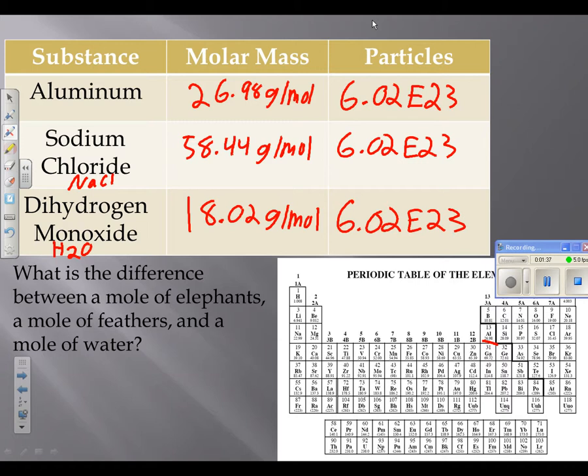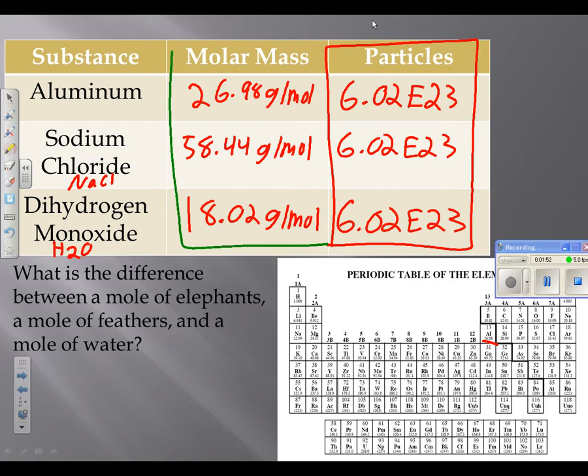So now we get to the actual definition of the relationship between these. What is the difference between a mole of elephants, a mole of feathers, and a mole of water? Well, if we take a look at these, particles always stays the same. The only thing that changes is going to be the mass. So if I have a mole of elephants, I've got 6.02 times 10 to the 23rd elephants. If I have a mole of feathers, I have 6.02 times 10 to the 23rd feathers. But what changes is the mass. Or you can say molar mass, whichever one suits your fancy.